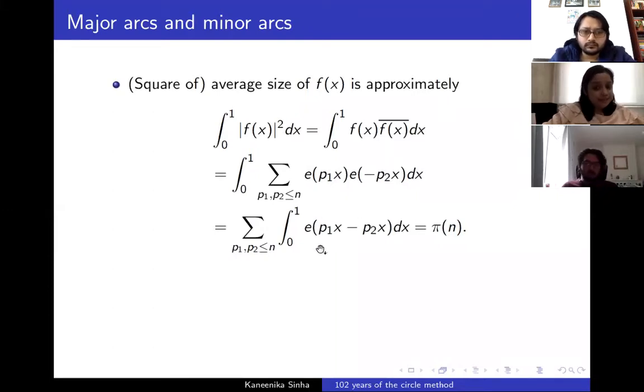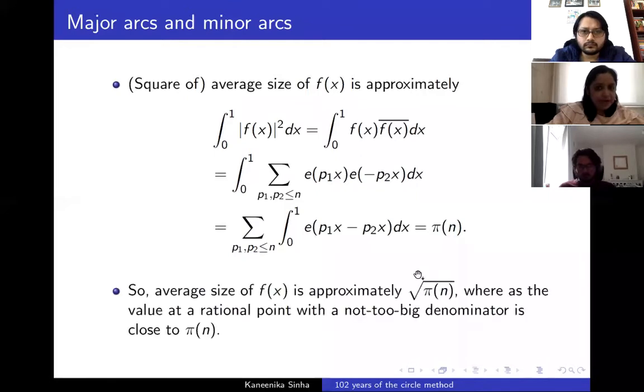Again, by our trivial integral identity, this takes the value 1 exactly when p1 is equal to p2, and for p1 not equal to p2, this will just be 0. So it captures only those pairs in the sum where p1 is equal to p2, and so you end up getting just pi of n. So the average size of the square of f of x can be well approximated by pi of n.